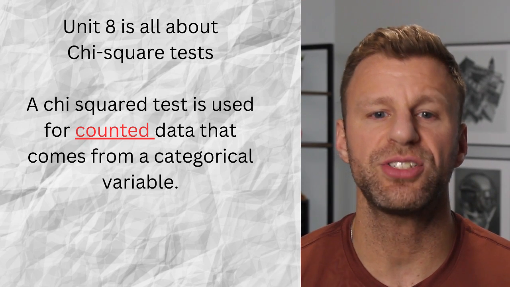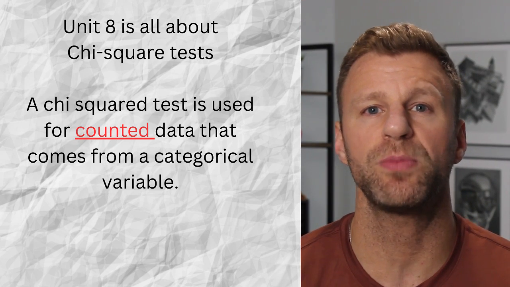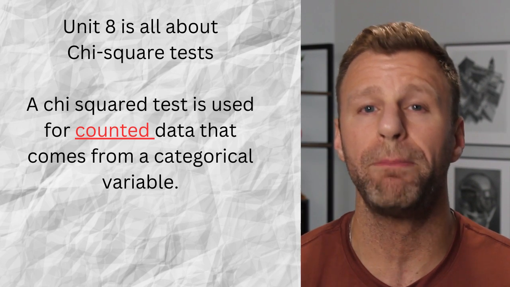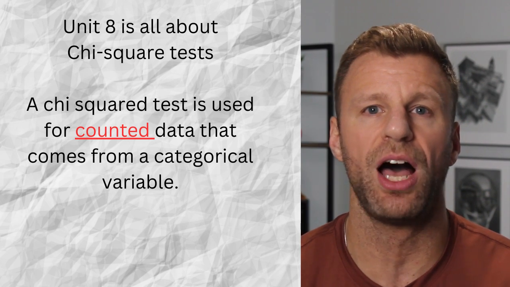A chi-square test is used for counted data that comes from a categorical variable. We're not talking about proportions here. We're not talking about means here. We're talking about counts of data.